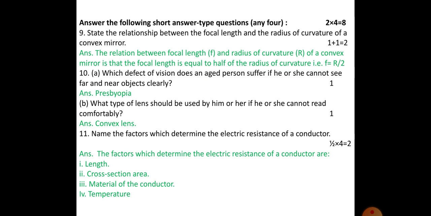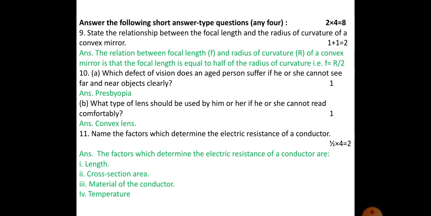Which defect of vision does an aged person suffer if he or she cannot see far and near objects clearly? That will be presbyopia. What type of lens should be used by him or her if he or she cannot read comfortably? That will be convex lens.